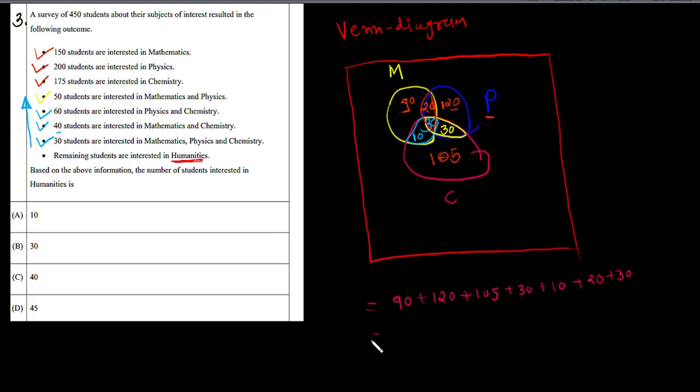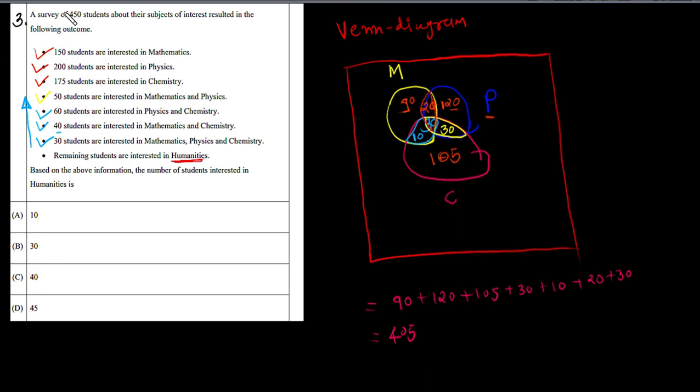So now if we add all these numbers, what are we getting? 90 plus 120 plus 105 plus 30 plus 10 plus 20 plus 30. So now we end up with 405. So now we can say 405 students are interested in either physics or chemistry or mathematics or their combination.